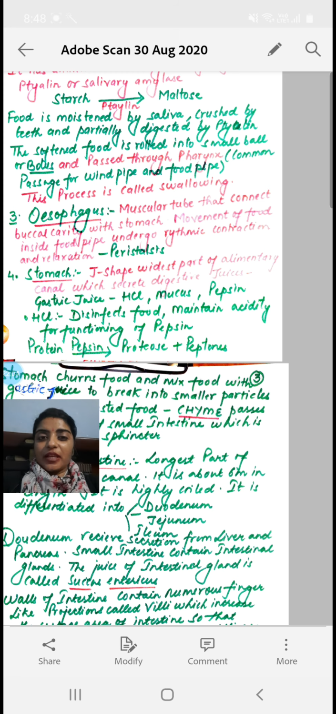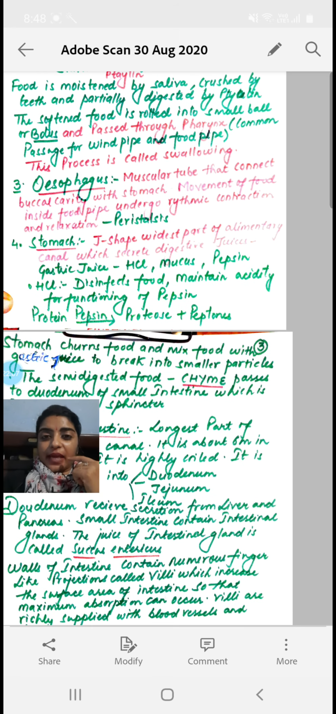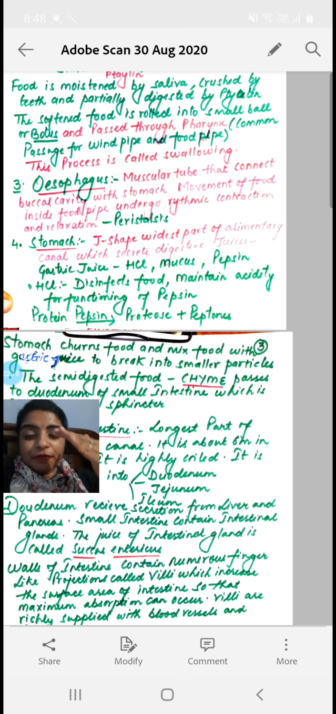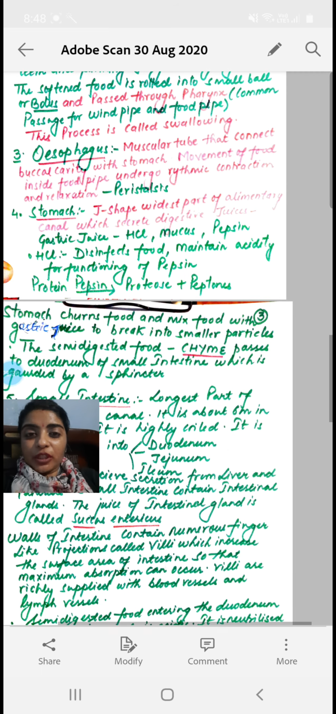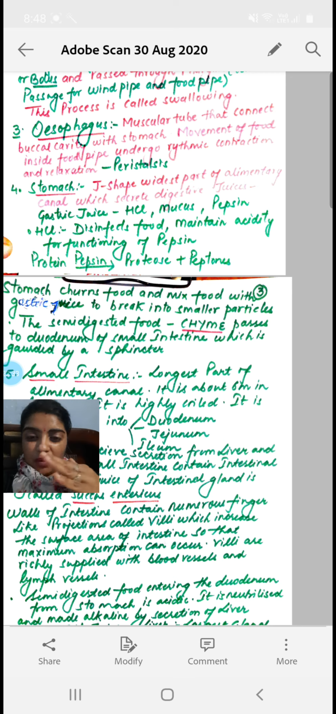Okay, so it is again the muscular tube which connects the buccal cavity with the stomach. Now a very important thing related with the esophagus is the movement of food in the esophagus. The food moves in the food pipe in the form of wave like motion. Sometimes contraction happens, relaxation happens, contraction happens, relaxation happens, so this rhythmic movement of food moves in the food pipe, and this rhythmic contraction and relaxation is called peristalsis or peristaltic movement.